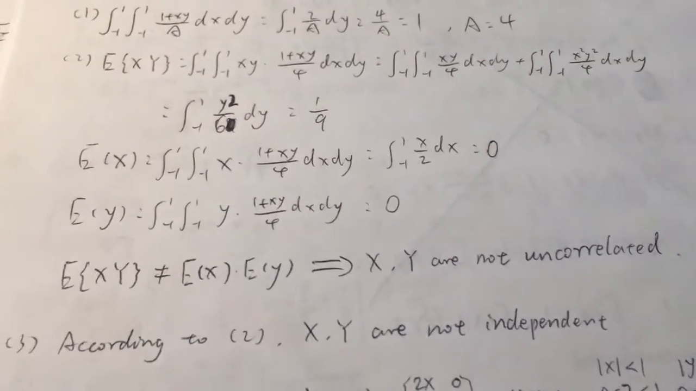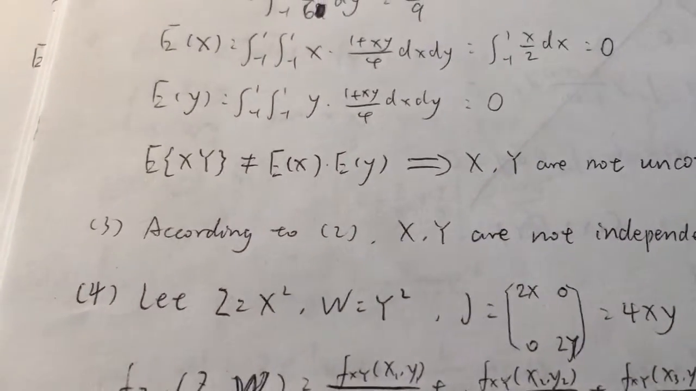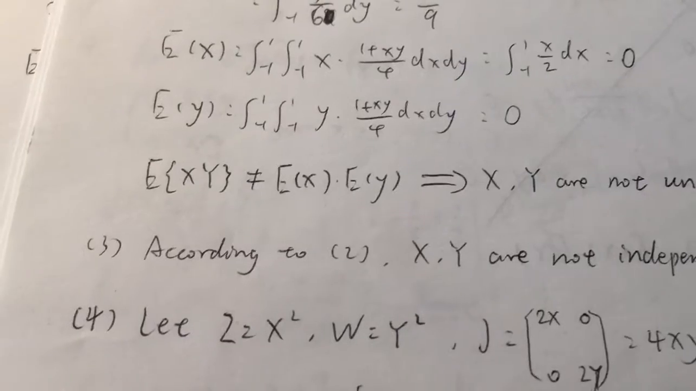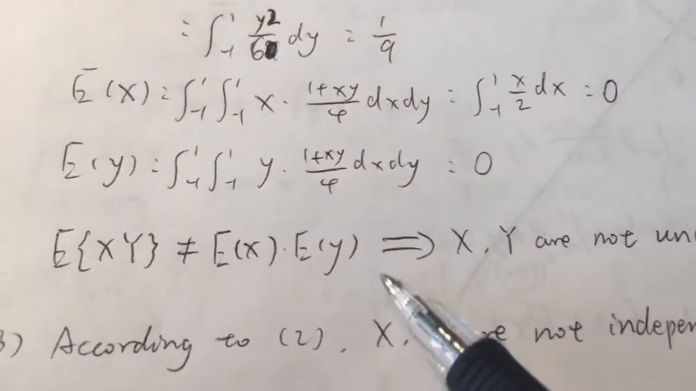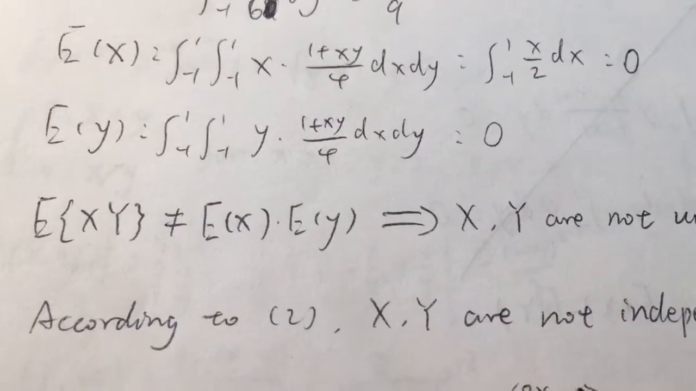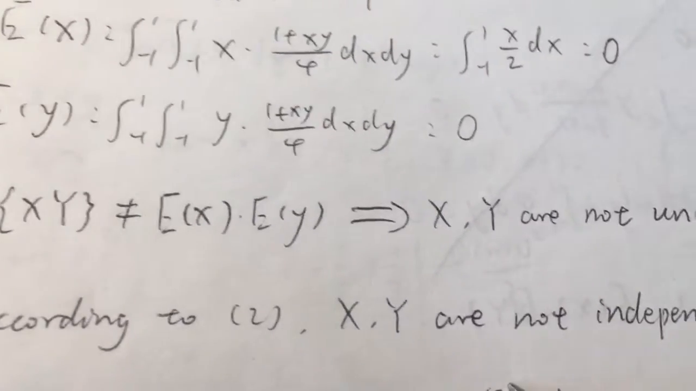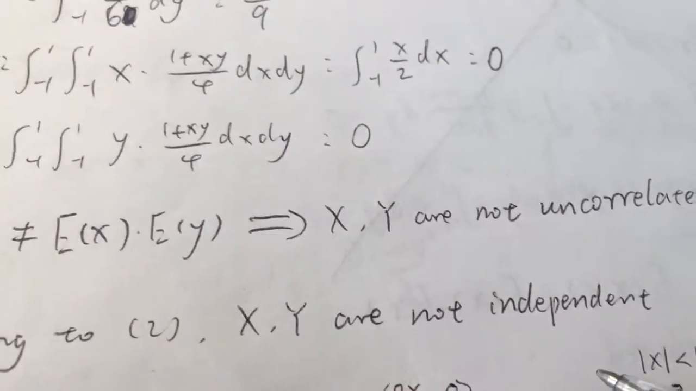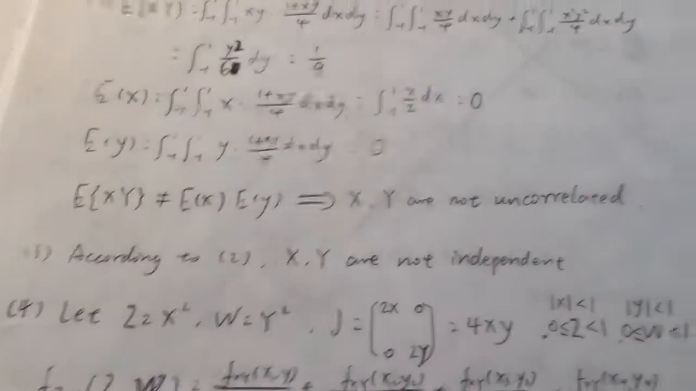And in the third question, we know that x and y have a joint density function, and we have proved that x and y are correlated. So it's very easy for us to get that x and y are not independent. It has been proved in the resources by definition. So it's an easy question.